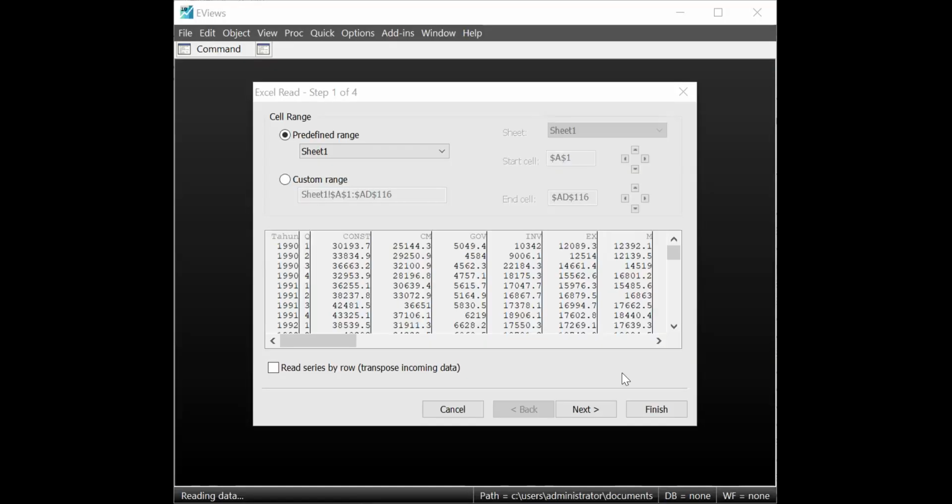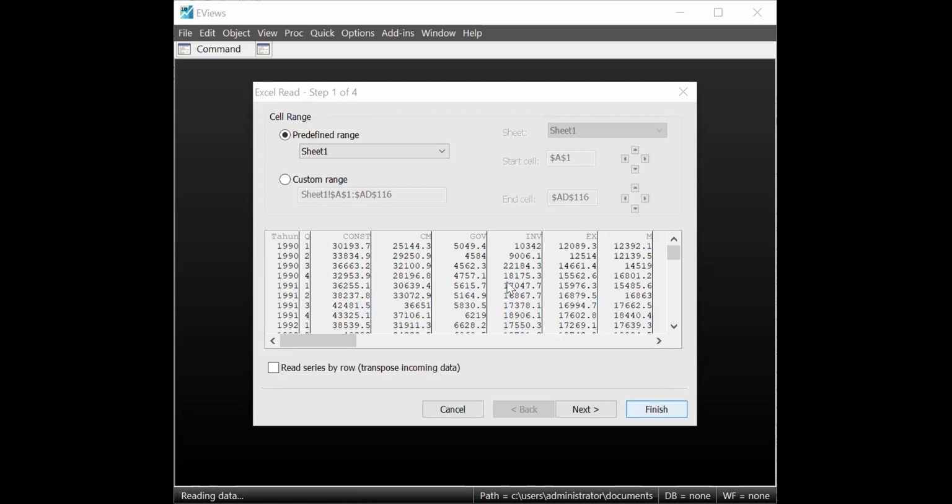Can you see the EViews? Yes, sir, but it's still blank. There is nothing on it. Okay. Now you can see it? Yes, sir. Okay, we have this data.